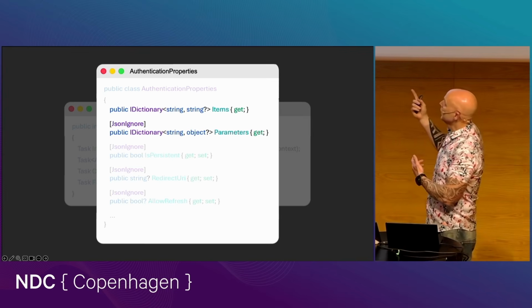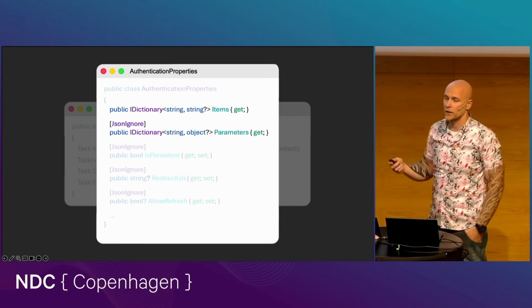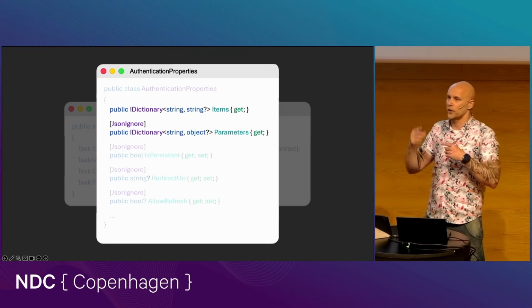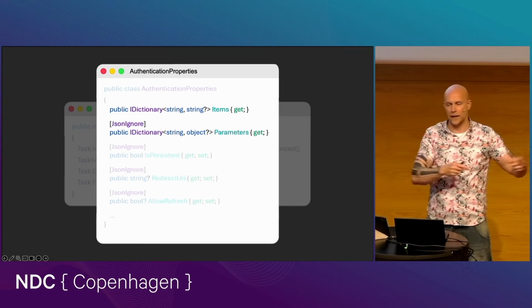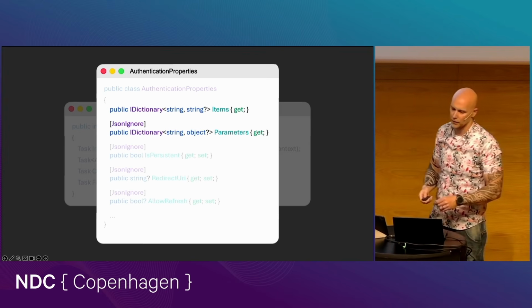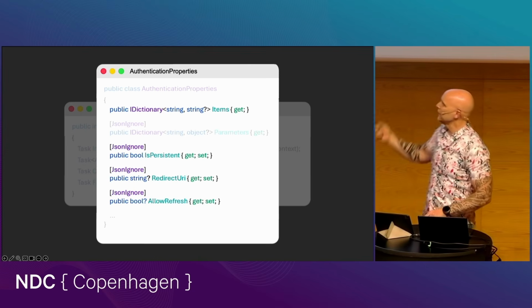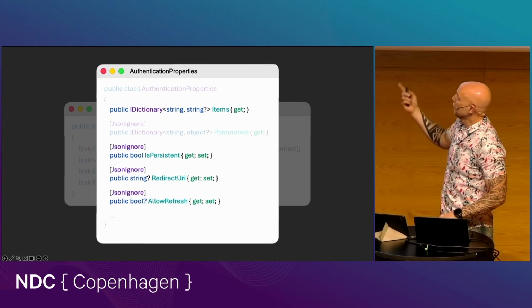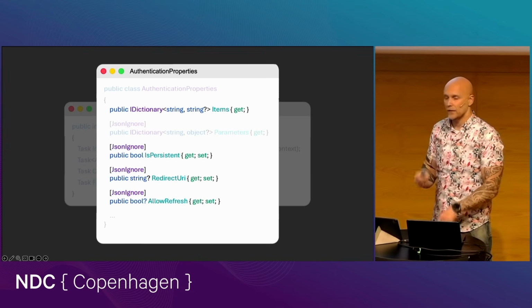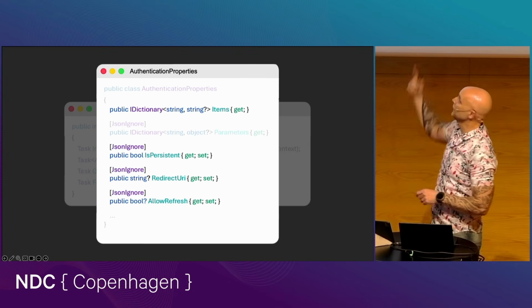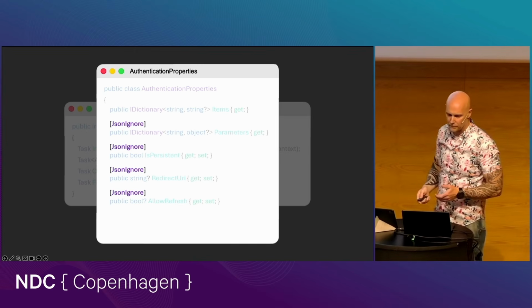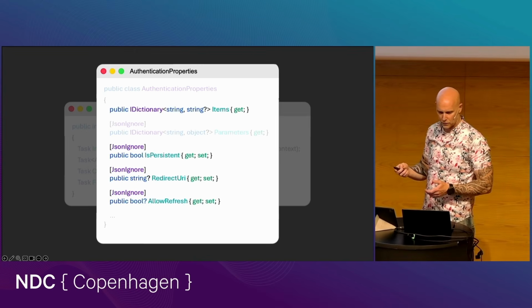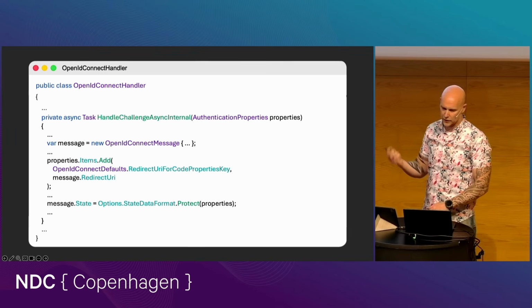The Parameters one is JSON ignored, so it's not serialized, and it's just for things in process. I want to pass some information to my handler that passes it somewhere else. It's like a way for us to pass things around during the authentication. And then we have these extra properties down here, which are pretty much just statically typed accessors for the Items dictionary. So they're not serialized either.